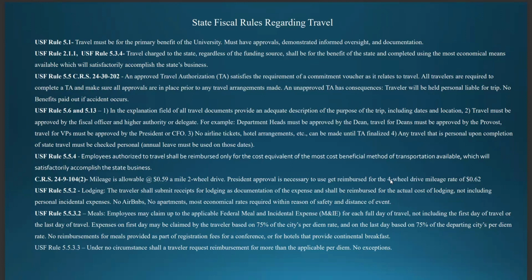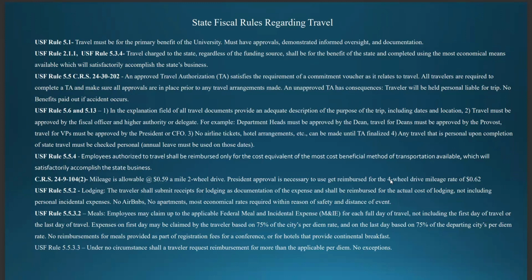No reimbursements for meals provided as part of registration fees for a conference or for hotels that provide continental breakfast. I'm going to reword that. So again, if the hotel provides a continental breakfast, anything more than like donuts or a muffin, we won't reimburse you for the breakfast. If you paid your registration for this conference and they provide you food, we also don't want to have to pay for that meal as well. Does that make sense? I know we talked about this earlier, but just to be clear.